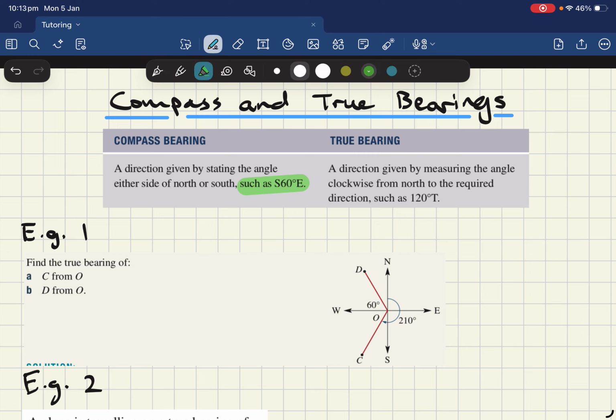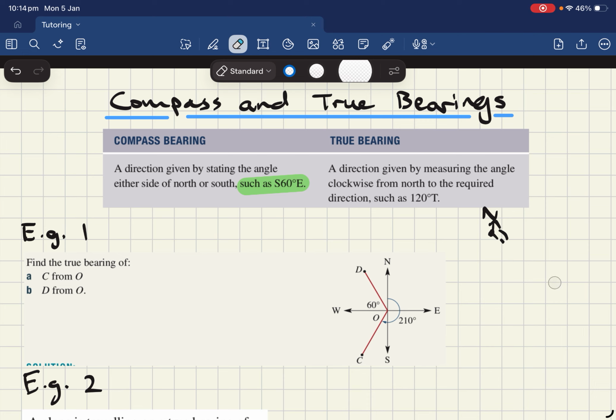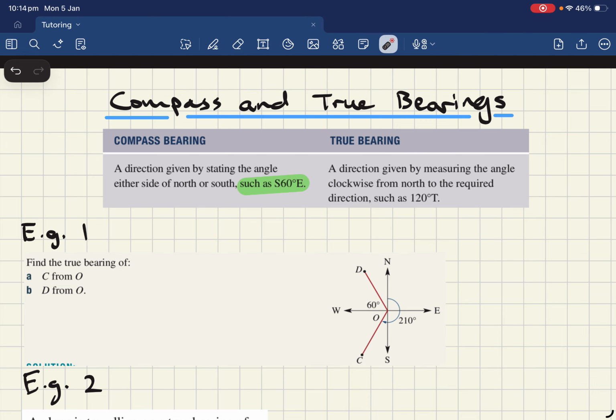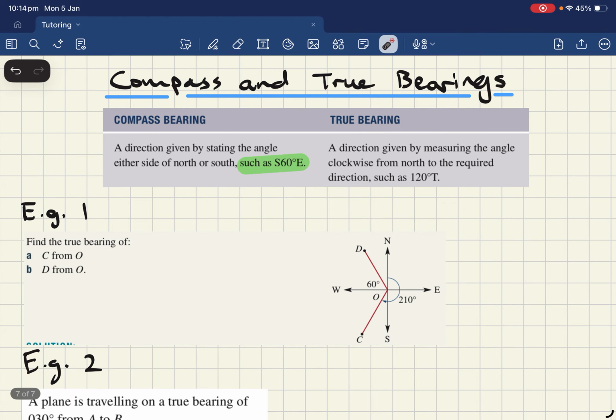Now, a true bearing is a direction given just by measuring the angle clockwise from north to the required direction. So the one that we gave at the start, where I gave you this point here and another point here, and I had north, this is an example of a true bearing. And some other textbooks call it a 3-figure bearing. It's because we always write these as 3 digits. So 120 degrees, and then we put our degrees, and then T, which stands for true bearing. So we're going to go through a lot of these in these examples, but hopefully that gives you an idea of how we can classify the two.